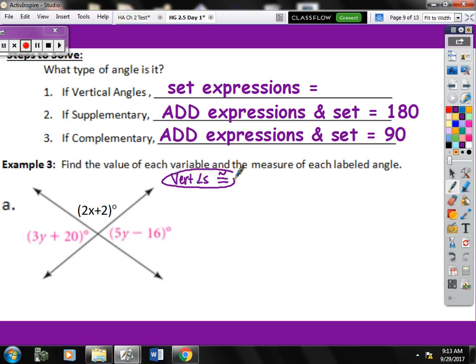which we know are congruent. Therefore, their measures are equal. So we can set 3y plus 20 equal to 5y minus 16. Go ahead and solve for y. And plug it back in to find the measure of each of these angles.